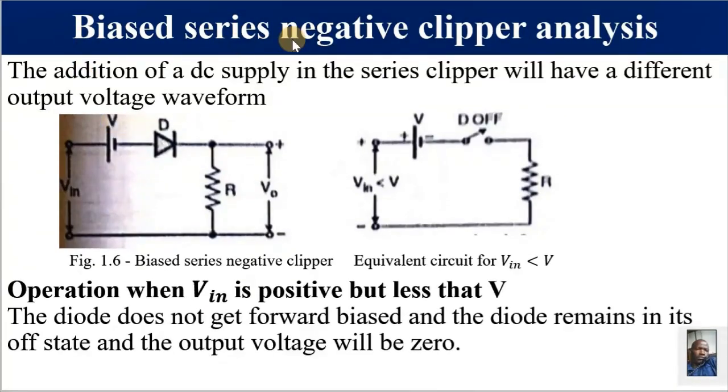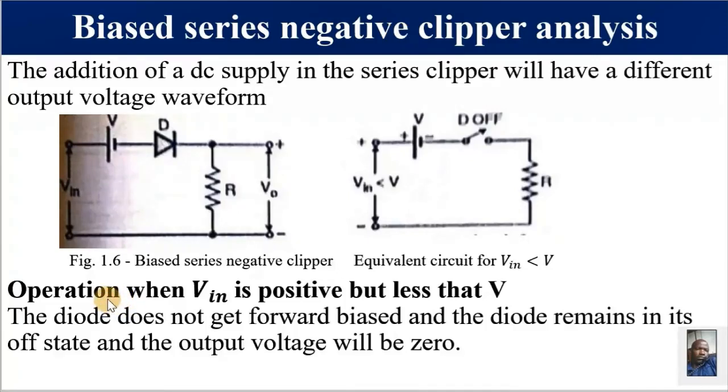Biased series negative clipper. Why biased? Because we've got a reference voltage of V. Why series? Because this is in series with R. Why negative clipper? Because this removes or clips off the negative part. Let's see what happens. We are going to analyze this in steps.